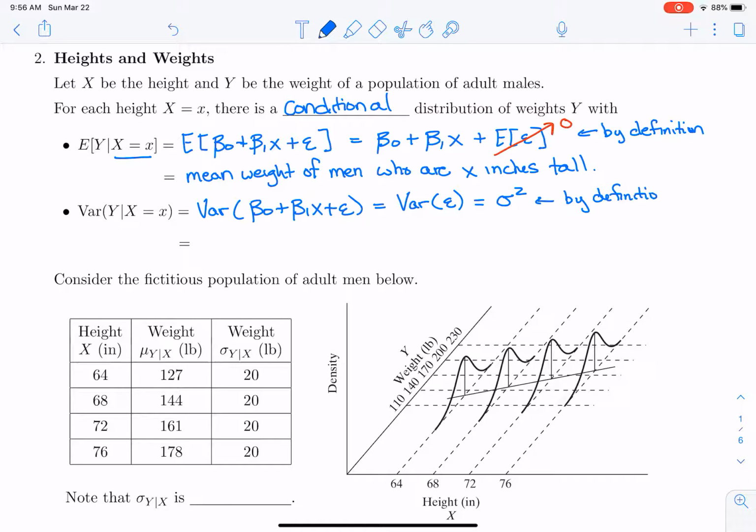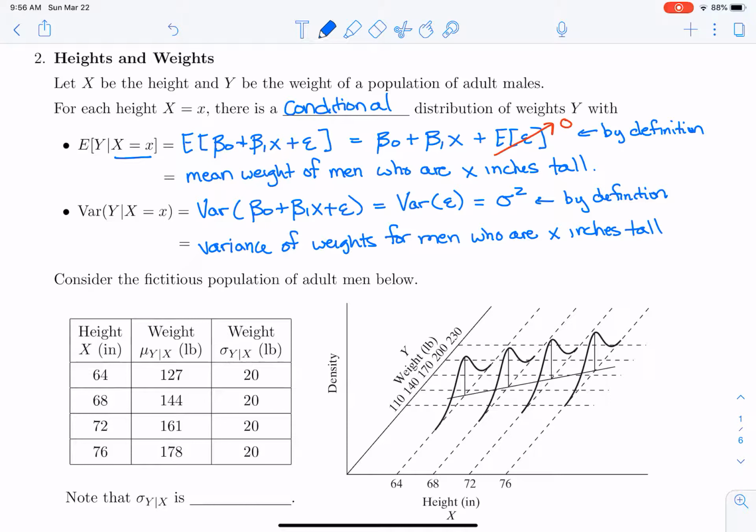And so then what does the variance mean? So this is the variance of weights for men who are x inches tall. So let's get an understanding of what I mean by looking at this example.